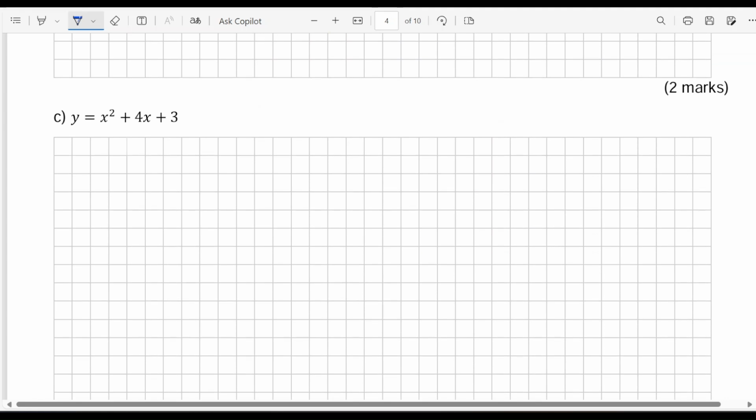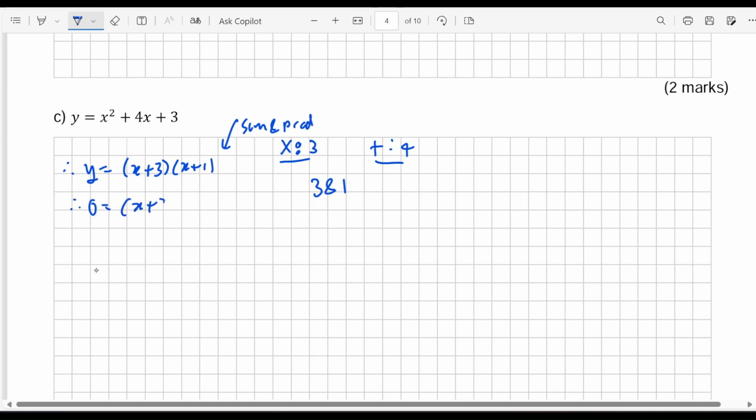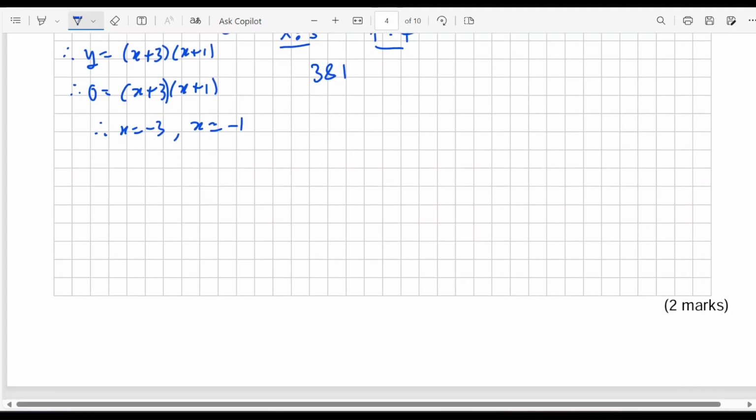Now here, if we can, we want to try and use sum and product. And then if that doesn't work, that's where we use the quadratic formula. So can we think of two numbers that times to give 3 and add to give 4? Yes, it's 3 and 1. Therefore, y is x plus 3, x plus 1. And that comes from sum and product. Therefore, 0 is x plus 3, x plus 1. Therefore, x is minus 3, or x is minus 1. Those are your two x-intercepts there.